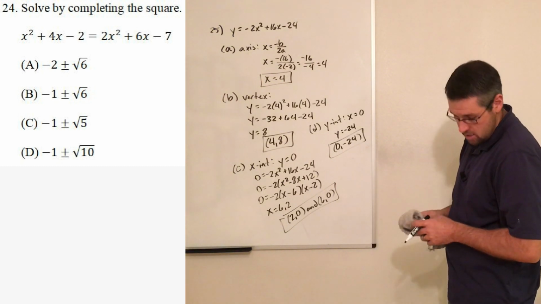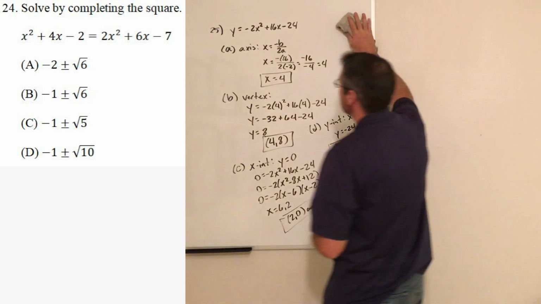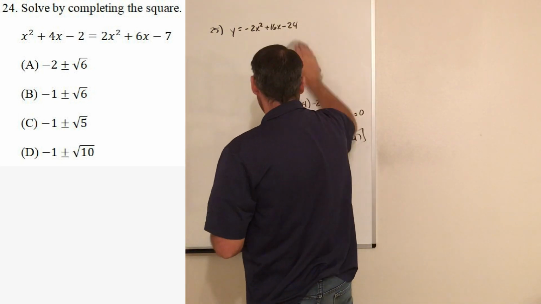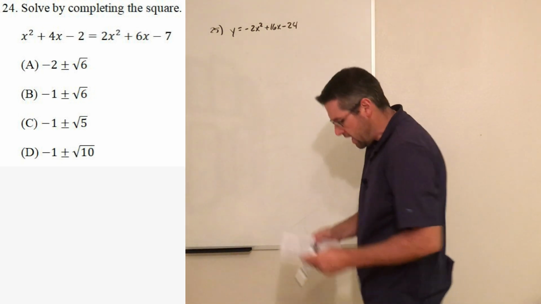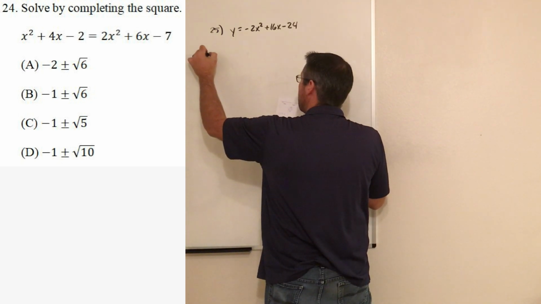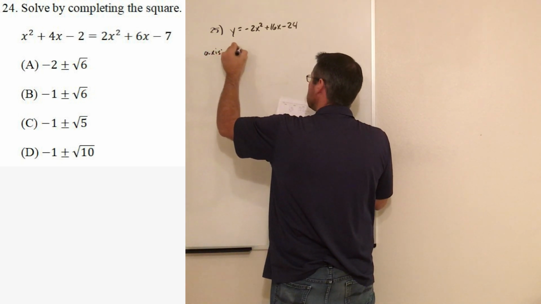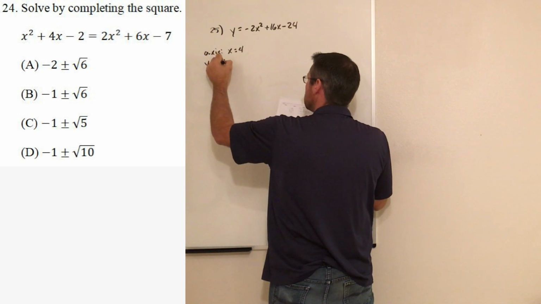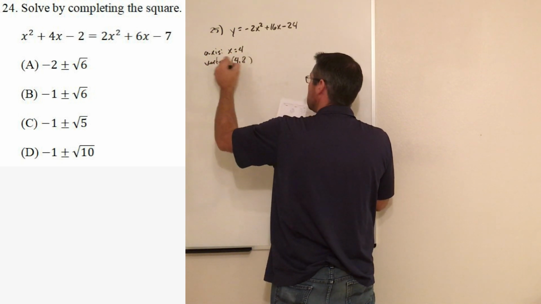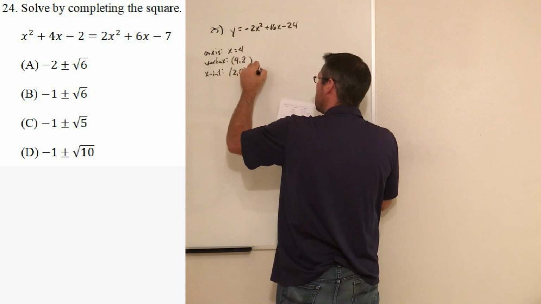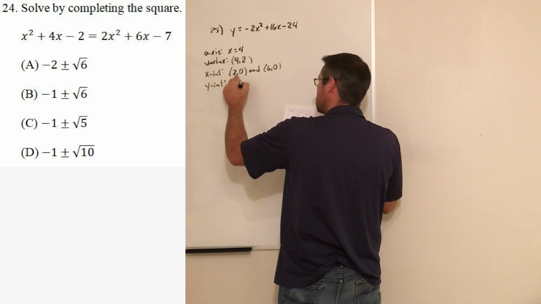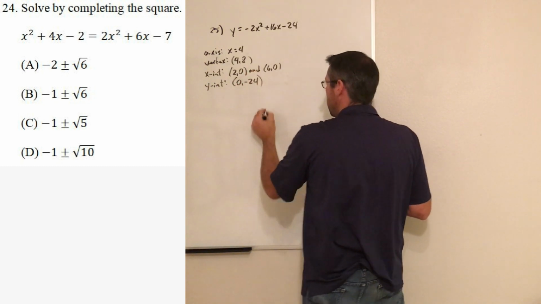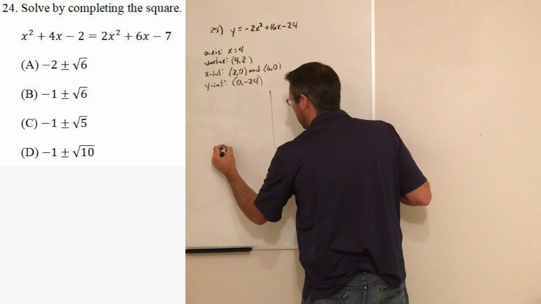I'm going to go ahead and erase all this so I have room to graph, but I'll write down those answers off to the side so I don't forget them. For A, we had an axis of symmetry of x equals 4. We had a vertex of 4, 8. We had x-intercepts of 2, 0 and 6, 0. And we had a y-intercept of 0, negative 24. And now we have to graph this parabola.